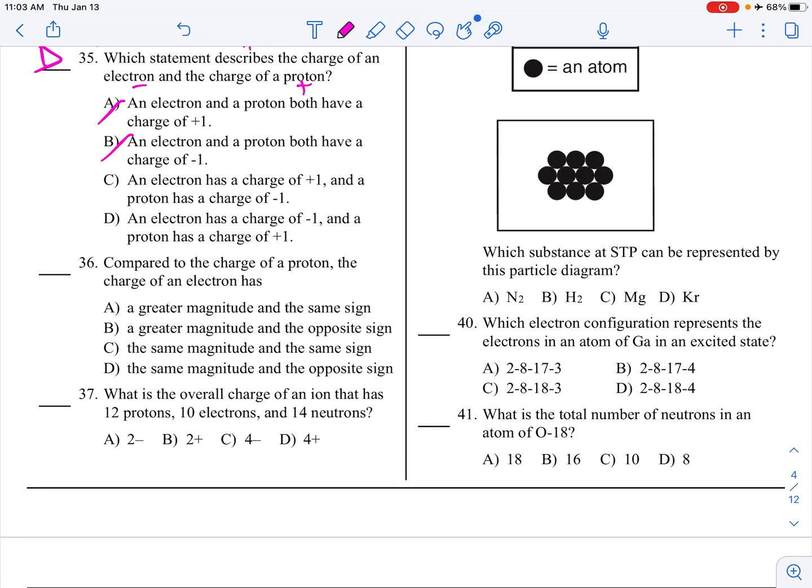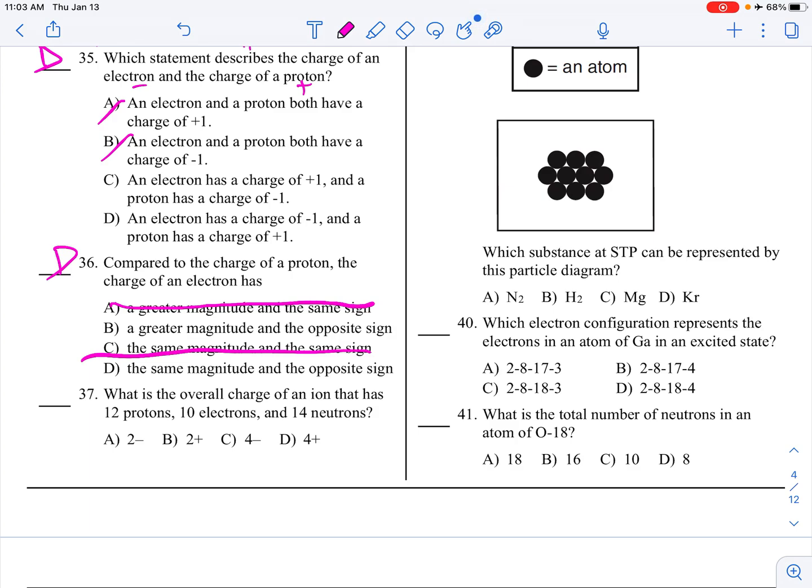Compared to the charge of a proton, the charge of an electron, we're talking about magnitude and size. So we just said in 35 that electron has a charge of -1, proton is +1. So they have opposite signs, and you see that they're both a magnitude of 1, which means the same magnitude and opposite sign.